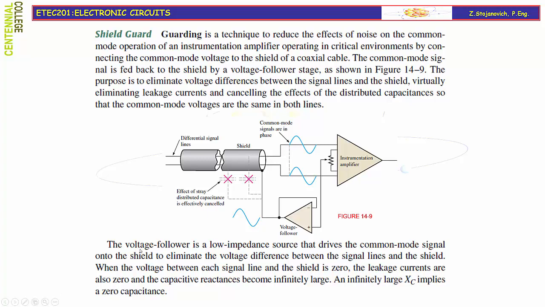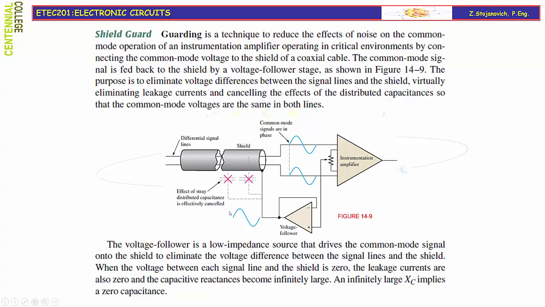So as you can see, the idea here is to minimize this effect of shielding: this shield is not grounded anymore. It is actually connected to the common mode point of the instrumentation amplifier. So the voltage follower, as you can see, has a gain of 1, and the same potential is brought here. Because now this is not the ground, there will be no leakage current flowing through these stray capacitances, and we are practically cancelling this effect.